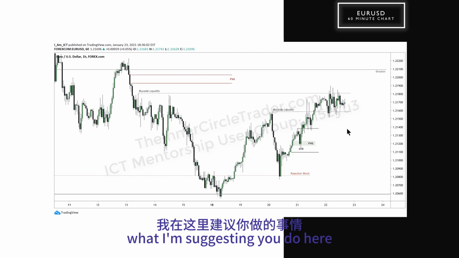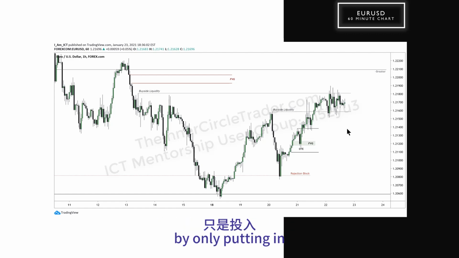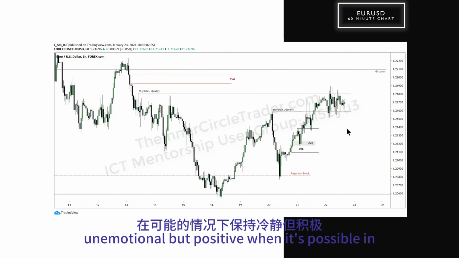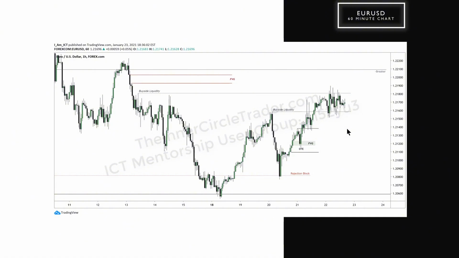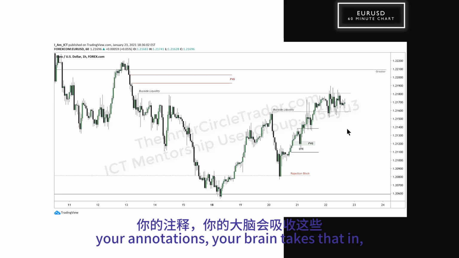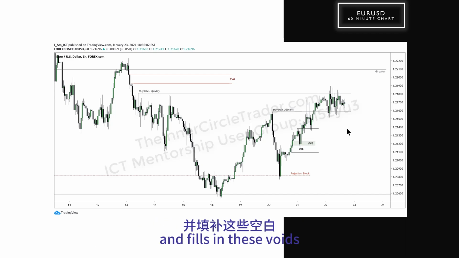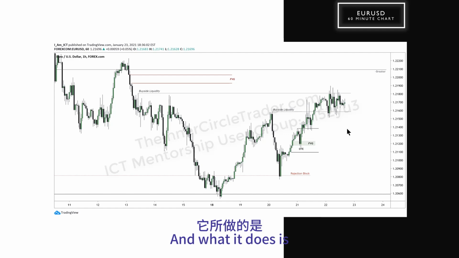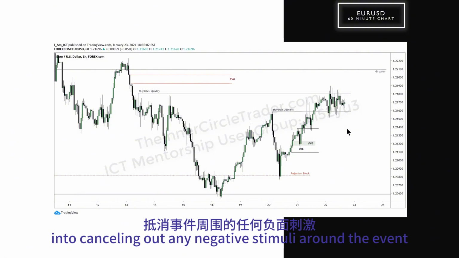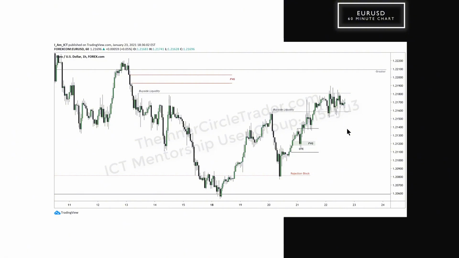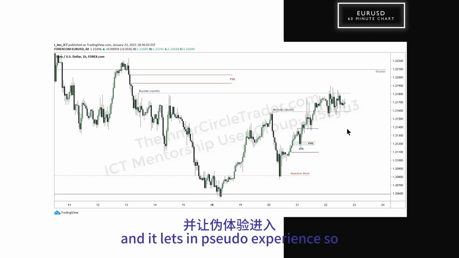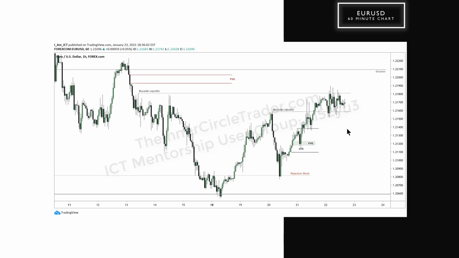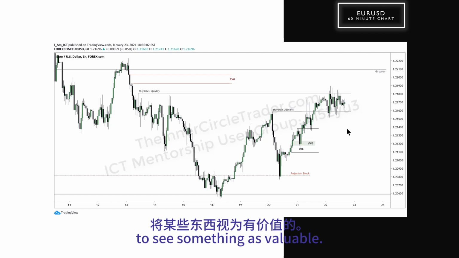And because you're doing what I'm suggesting you do here, by only putting in unemotional but positive notes when it's possible in your annotations, your brain takes that in, your subconscious takes that in, and fills in these voids of experience that you didn't really have by watching price. What it does is it tricks your brain into canceling out any negative stimuli around the event, and it lets in pseudo experience. So it teaches your brain to see something as valuable.